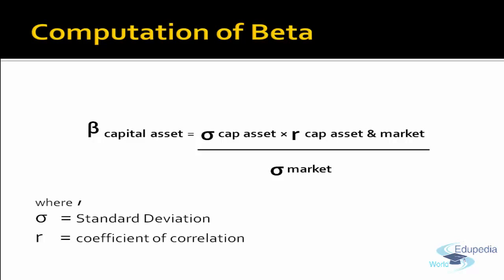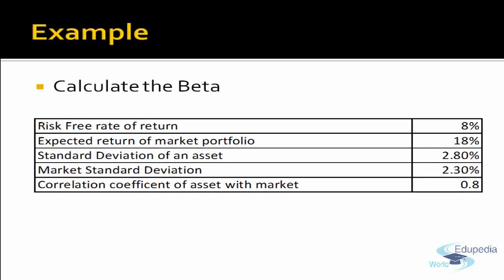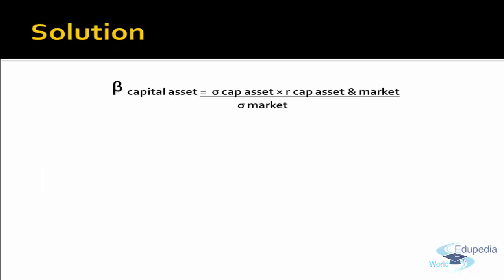I think something strikes you regarding the capital asset and standard deviation. I have given all the figures here, and we will do an example to compute that beta figure. The risk-free rate of return is 8%, expected return is 18%. Now instead of beta, they have given you 3 figures. Standard deviation of the asset is 2.8, market standard deviation is 2.3, and the correlation coefficient of asset and market is 0.8.